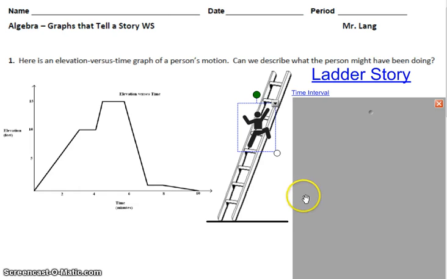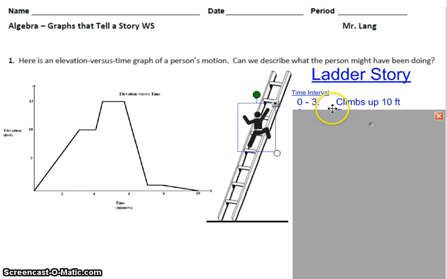Now it seems like a long time. Maybe the person's shaking because they're afraid of heights or something like that. Or maybe they're doing something on the way up, like painting. I don't know. But for the first 3 minutes, so from the time interval from 0 to 3, they climb up 10 feet.